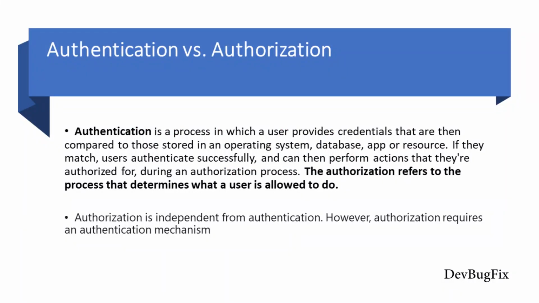Now we will see authentication versus authorization. Authentication is a process in which a user provides credentials or a token that are then compared to those stored in an operating system, database, app or resource. If they match, the user authenticates successfully and can then perform actions that they are authorized for during an authorization process. Authorization refers to the process that determines what a user is allowed to do. Authorization is independent from authentication. However, authorization requires an authentication mechanism.